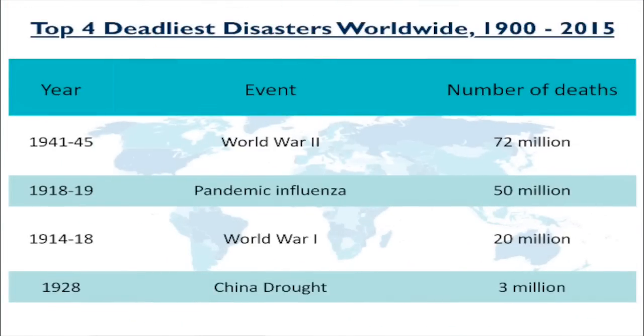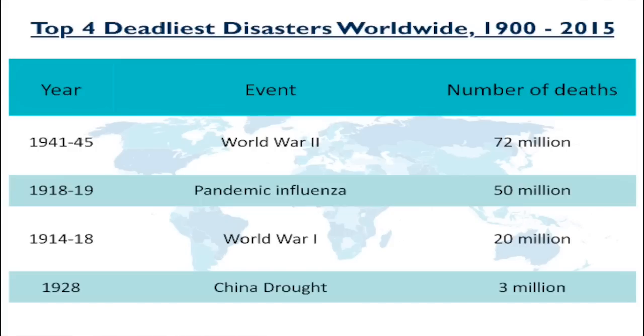I want to show you this particular table because I think it's very important to recognize these top four disasters worldwide, when we're talking about categorizing them according to the number of deaths, because it's actually very remarkable and very stirring. In World War II, we would classify that as being the largest number of deaths of any disaster during the past 115 years. 72 million deaths associated with that particular world war.